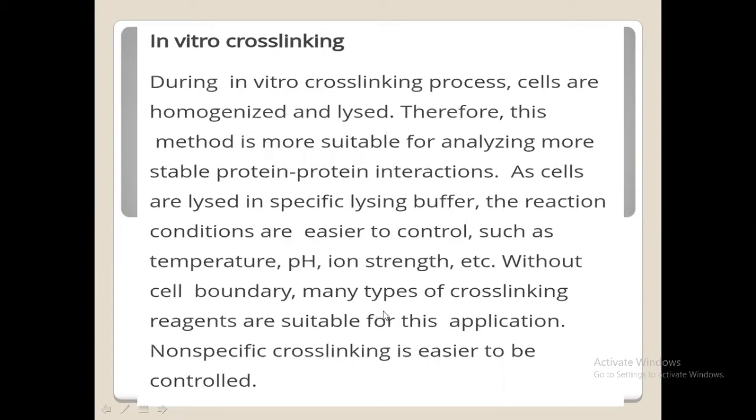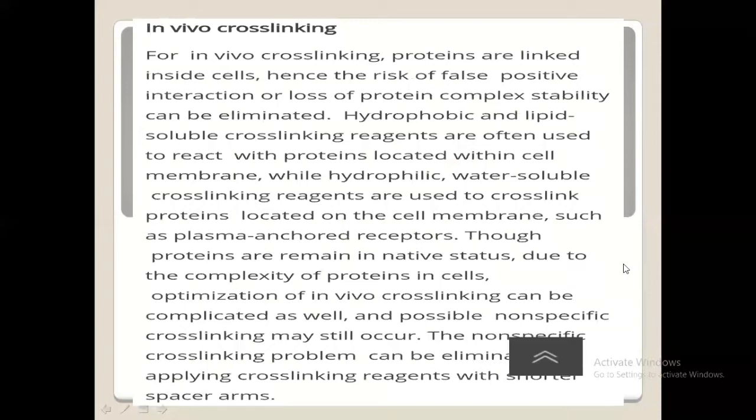Without the cell boundary, many types of cross-linking reagents are suitable for this application, because it is done in the test tube. You can maintain all the conditions in vitro under your control, so it is a very useful method. Non-specific cross-linking is also easier to control in this method. Next we come to in vivo cross-linking. For in vivo cross-linking, proteins are linked inside the cells, because it is done inside the living cell.